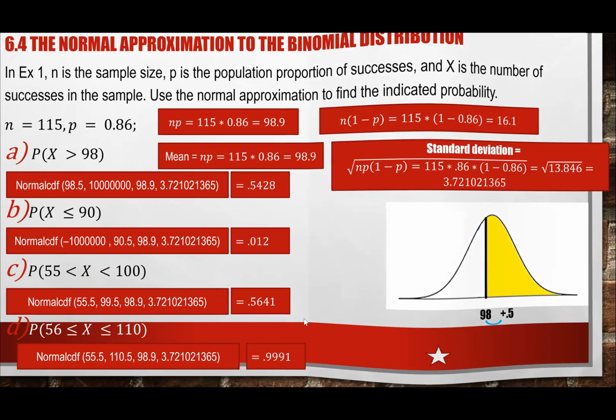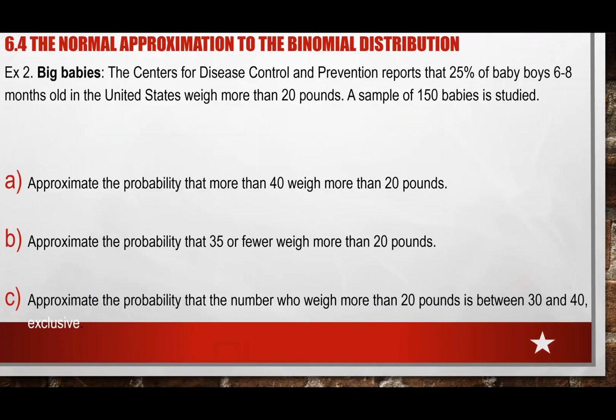So let's take a look at your problem, right? Looking at this, this is your typical 6.4 problem. Same problem as before, different information, right? They say that the Centers for Disease Control and Prevention report that 25% of baby boys between 6 to 8 months old in the United States weigh more than 20 pounds, which is the same question as before. The only thing different now is the sample of 150 babies is 30, right?